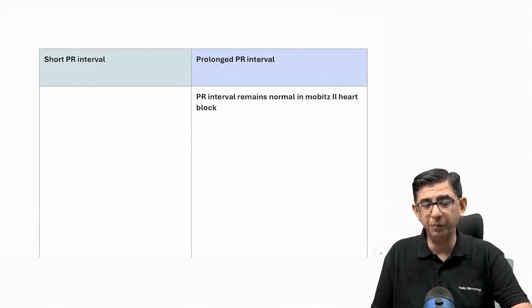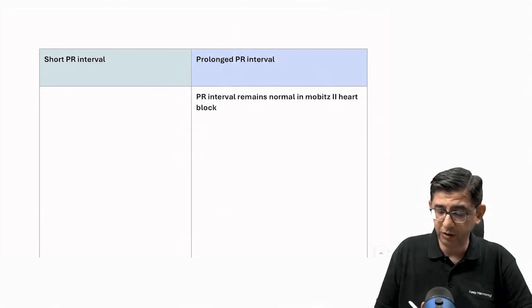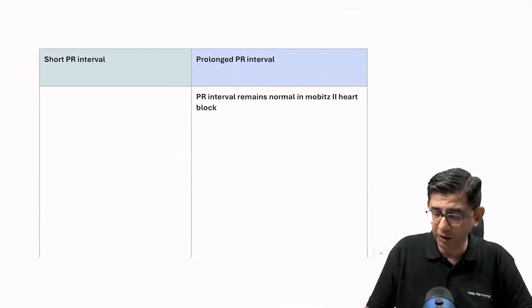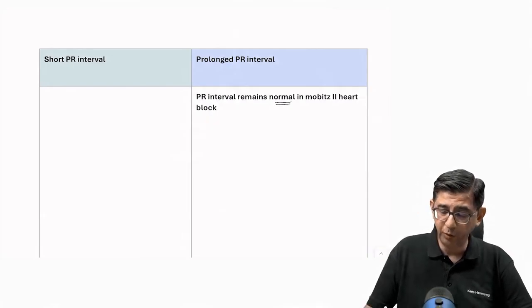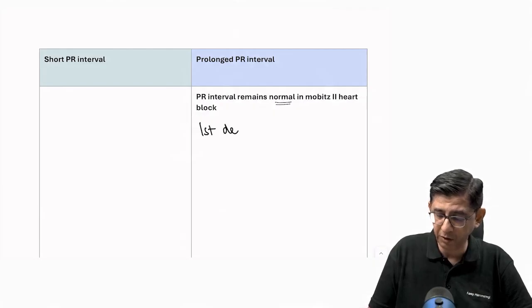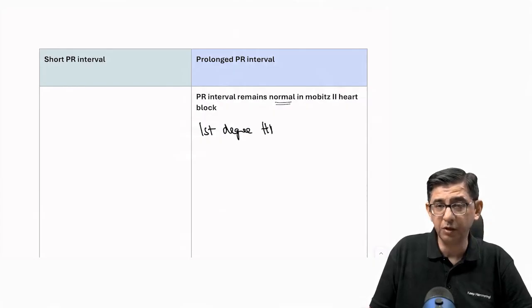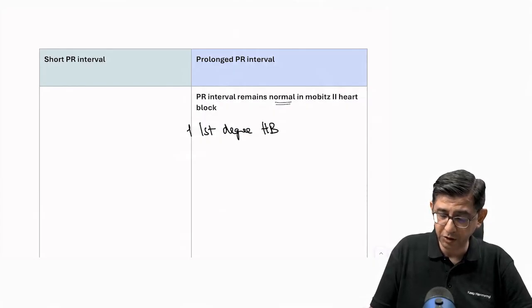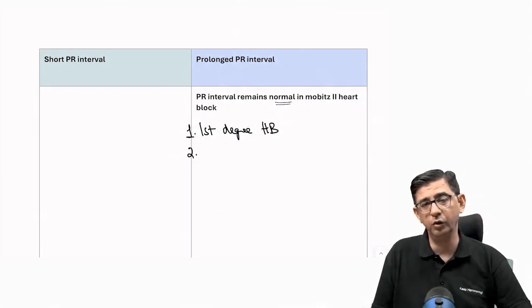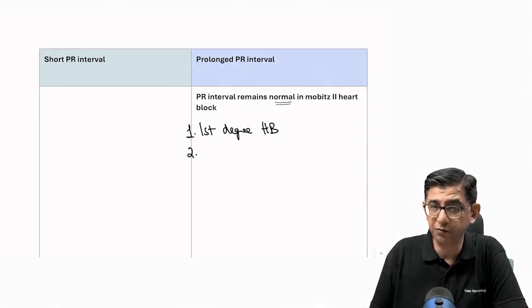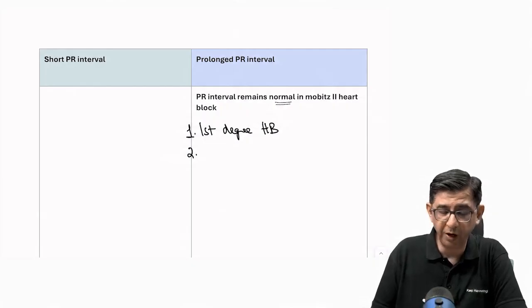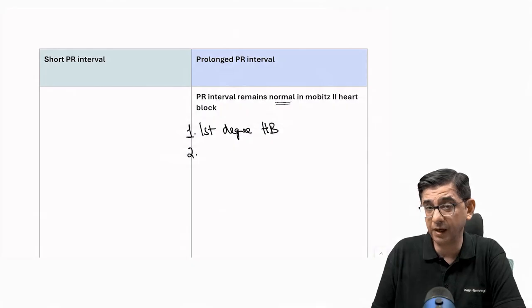Then comes the aspect of PR interval, which can be short or prolonged. Here I would like to mention that PR interval is normal in Mobitz 2 heart block. It remains normal, normal, normal, and we get drop beats. But prolonged PR interval is always a feature of first degree heart block. First degree heart block, remember, is a condition in which conduction between the SA node and the AV node is slow. One of the reasons for this is physiological, like a marathon runner who does a lot of exercise, and that's why the PR interval can be prolonged.